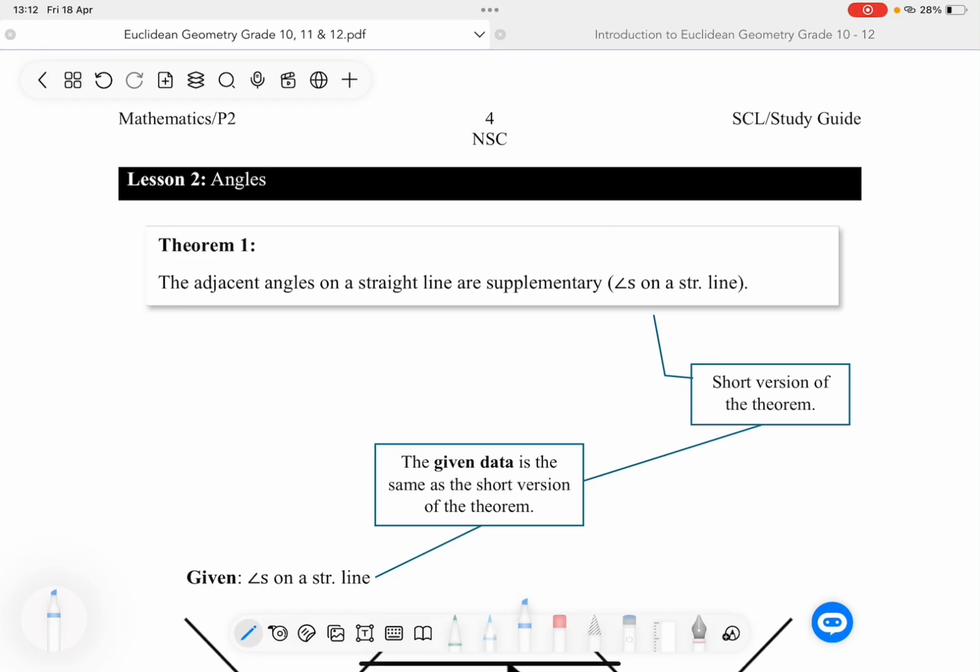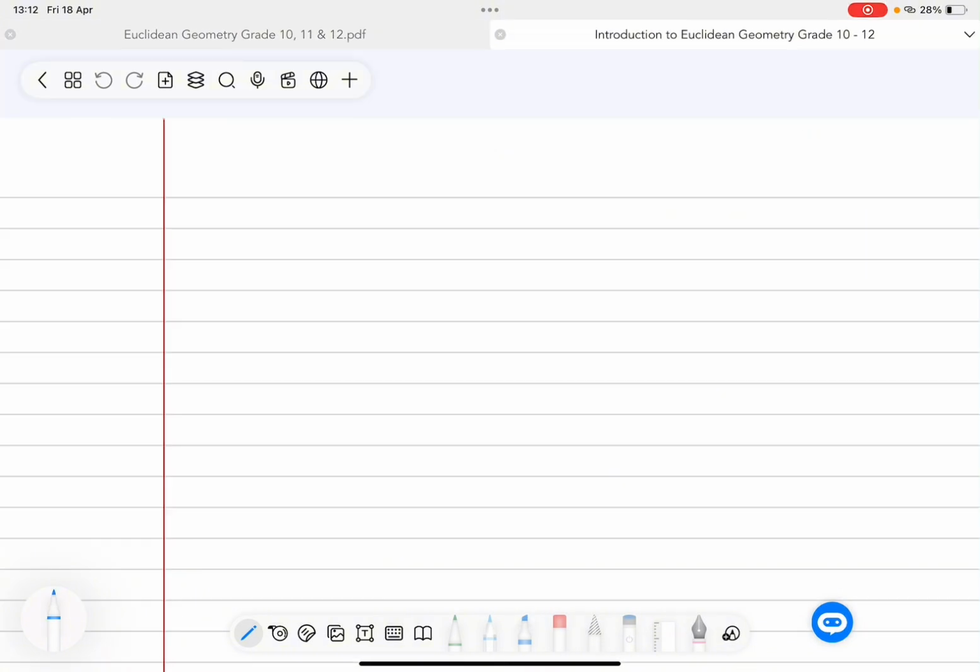Lesson 2 on our introduction to Euclidean geometry looks at the study of angles. So we are going to look at the properties of angles and their theorems. Now, before we can understand these theorems, it's very important to understand the following building blocks.